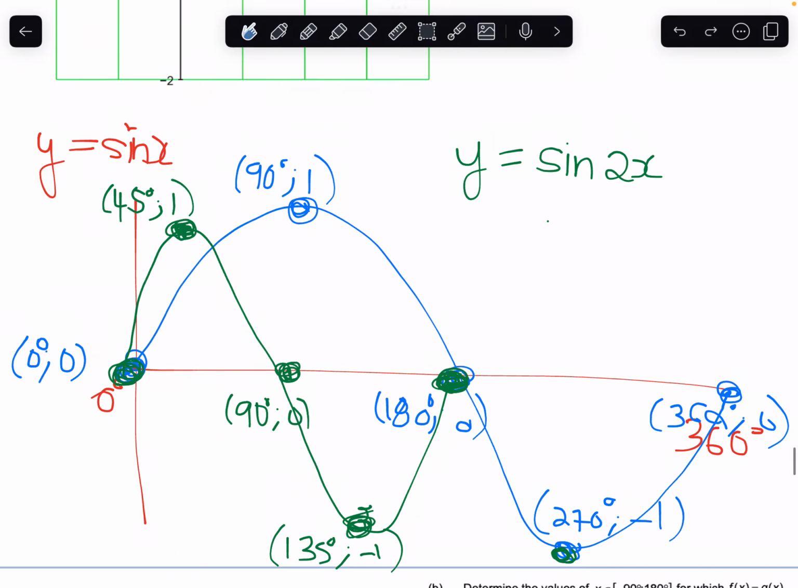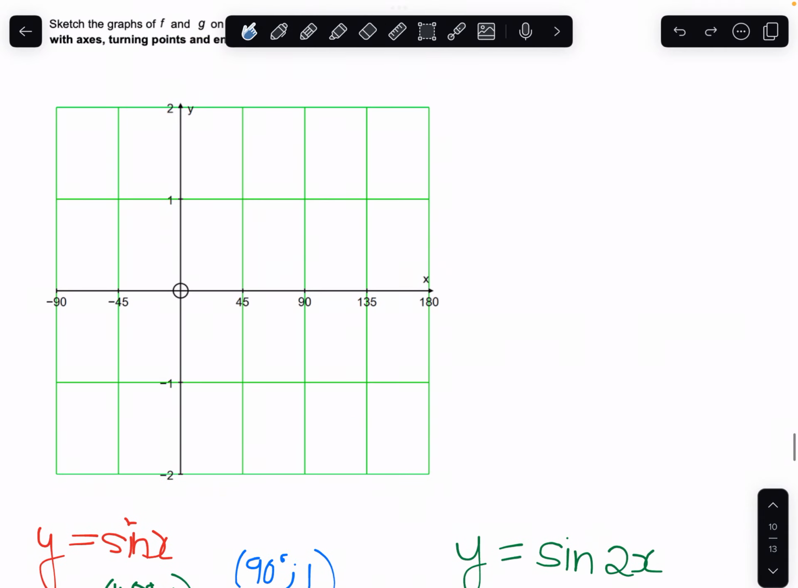So let's plot that over here. So we have 0, 0, 45, 1, 90, 0, 135, minus 1, 180, and 0. All right, so it looks like that. I am drawing with bandaged fingers, so I'm trying not to be too hard on myself, but there are limitations. And then once you have the one curve, it's easy to figure out what must happen on this side.